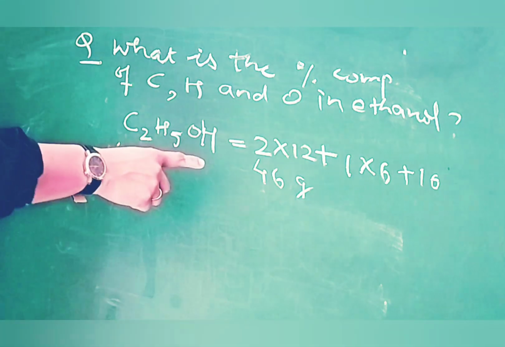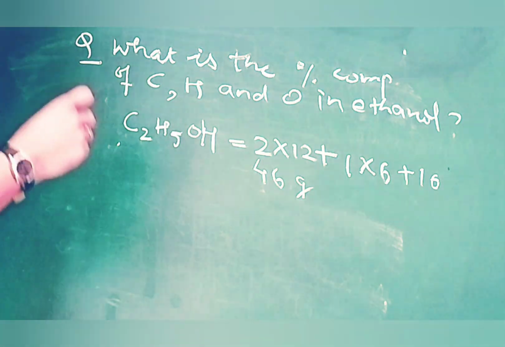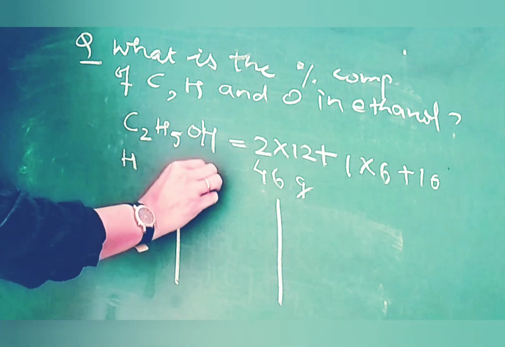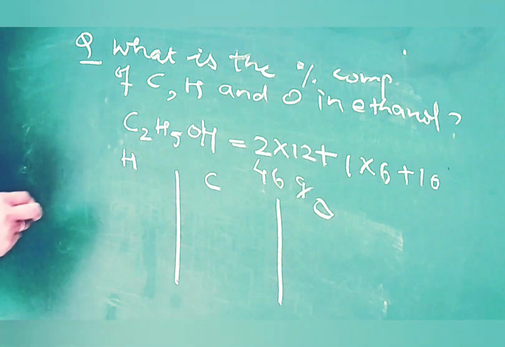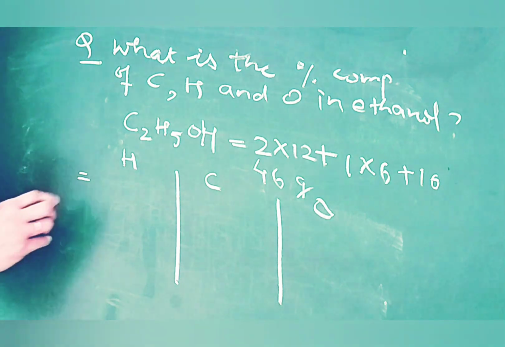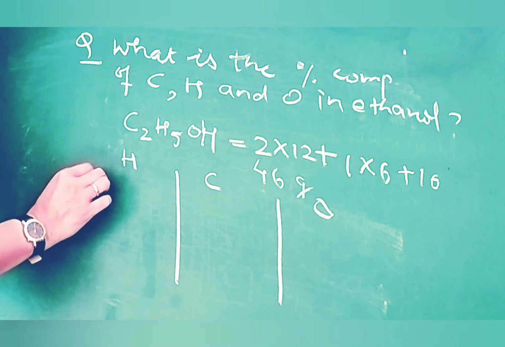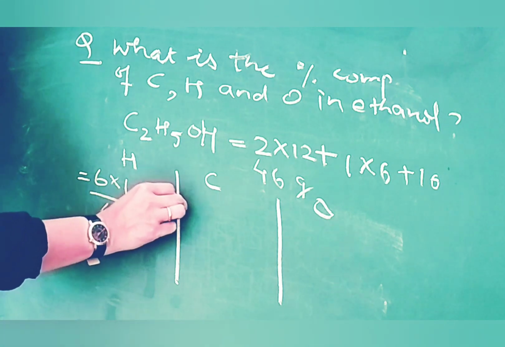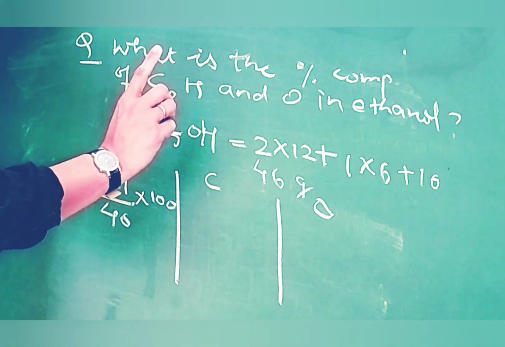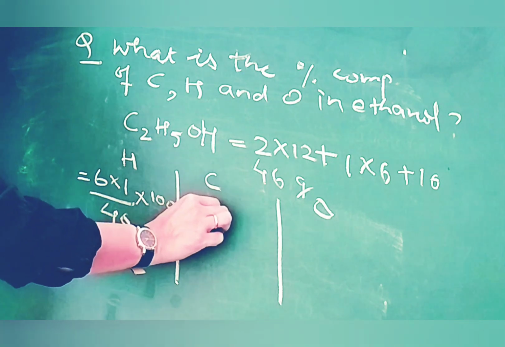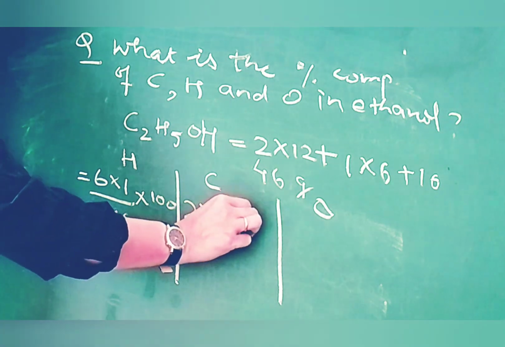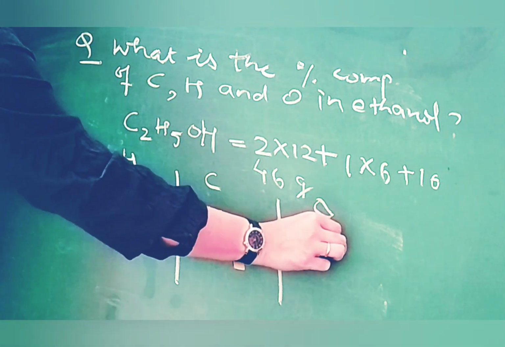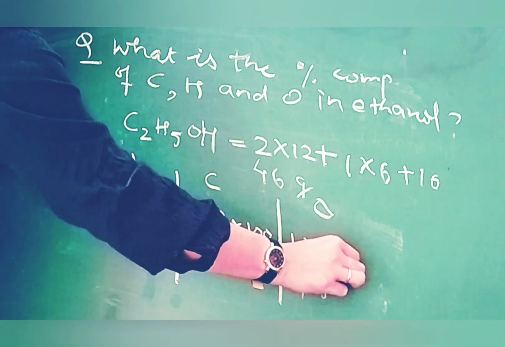So we have got the molecular mass of ethanol. After that, we are going to calculate the mass percent of carbon, hydrogen and oxygen. Here we have hydrogen, carbon and oxygen. First mass percent: number of hydrogen 6 into 1 divided by 46, into 100. Carbon: 2 into 12 divided by 46, into 100. Oxygen: 1 into 16 divided by 46, into 100.